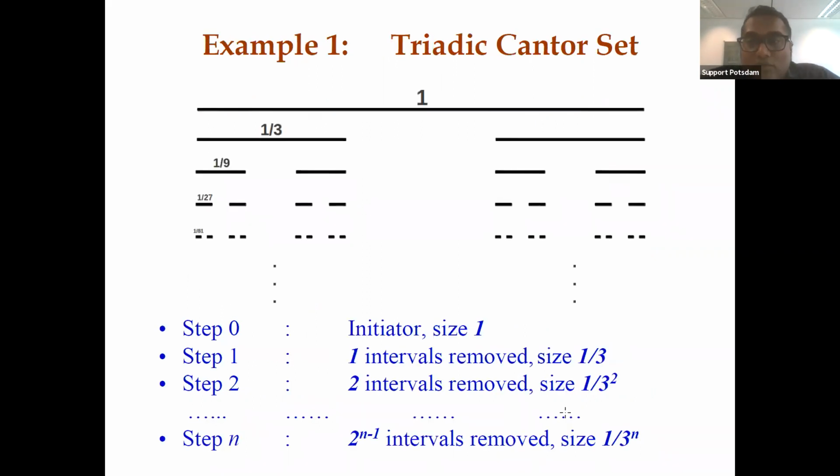Okay, so now let's move on to a textbook example of a fractal. It's called the triadic Cantor set. Let's take an initiator of size 1, a unit interval, and divide it into three parts, take away the part in the middle, and do the same again and again. So at step 0, we have an initiator of size 1, and then at step 1, you have one interval removed, and the size of each removed or not removed piece is 1/3.